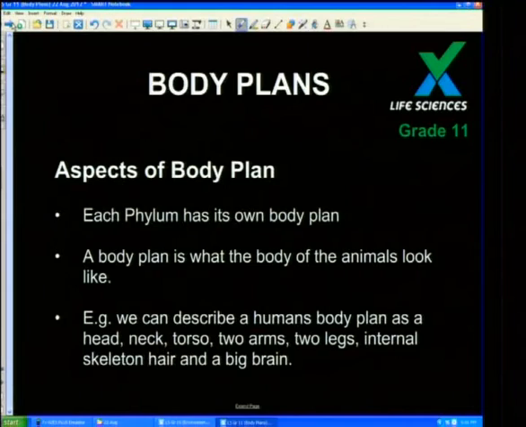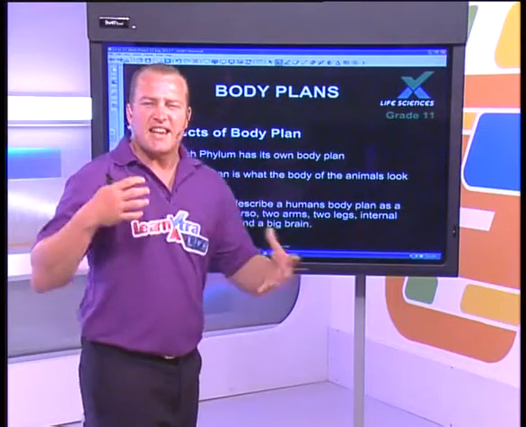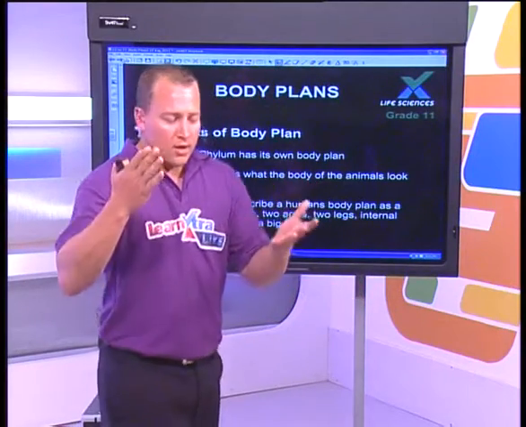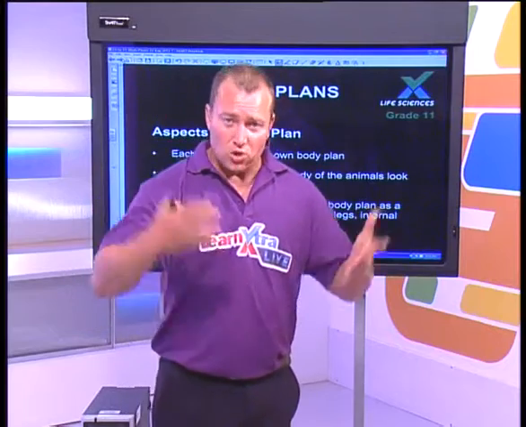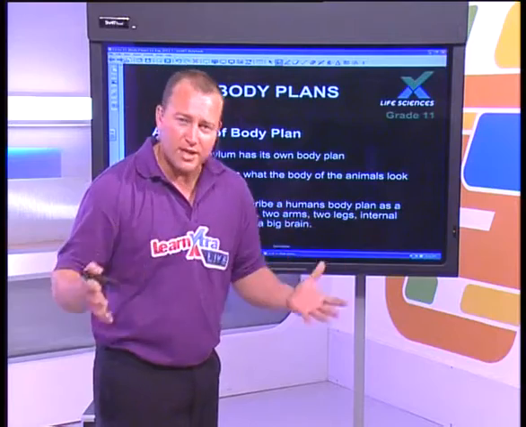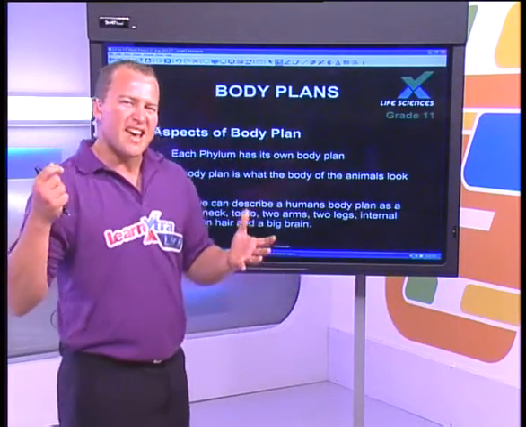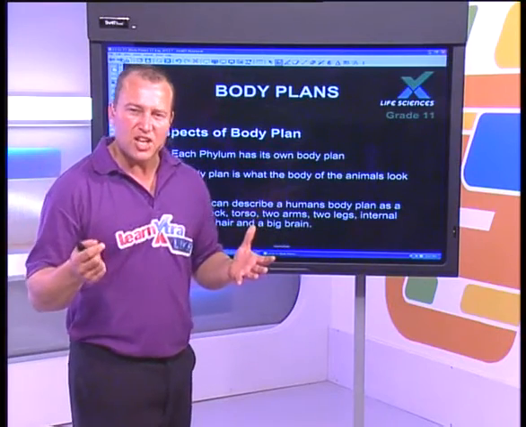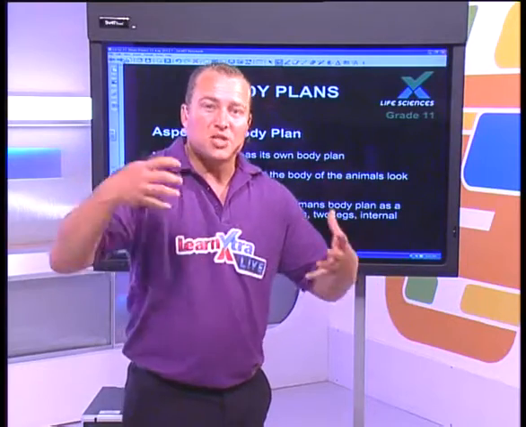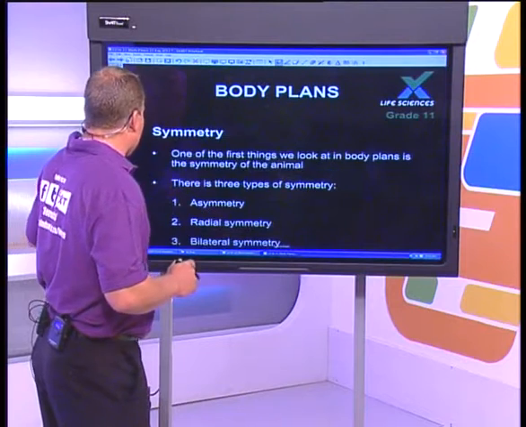Aspects of a body plan. What is it? We look at body plans as identifying roughly what a body is. If we look at humans, humans are made up of 2 arms, 2 legs, a torso, hair, and a brain. Plain and simple. That is the easy way of looking at it. We actually need to go into a little bit more detail. We have to look at what's inside, what you don't see, and what makes people or animals special. So first one: symmetry.